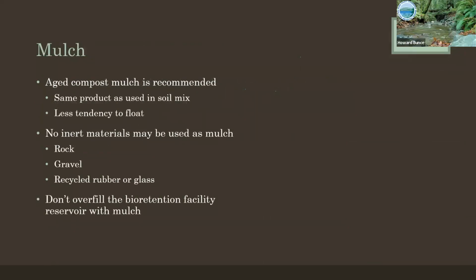Dan, we have a quick, slightly unrelated question, but going back to the basics of it all, do all regulated projects require a maintenance agreement?